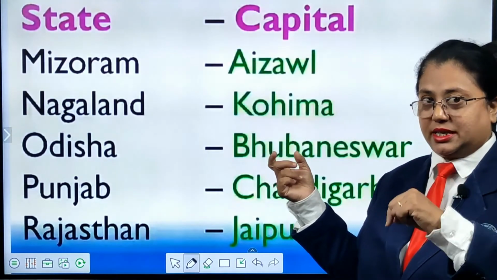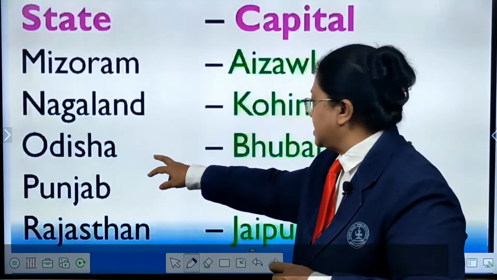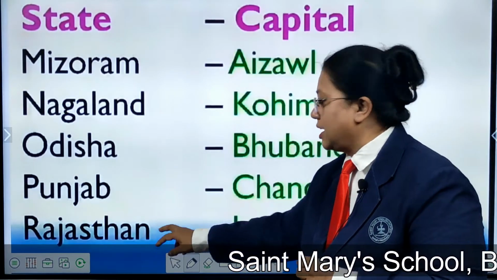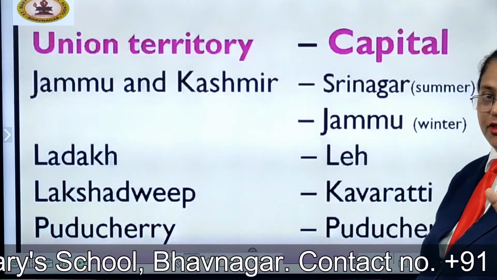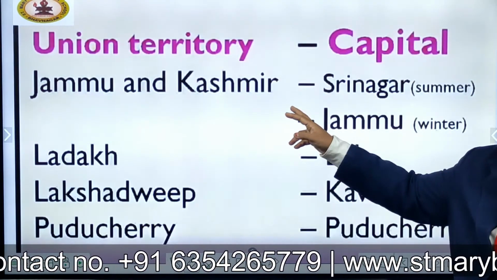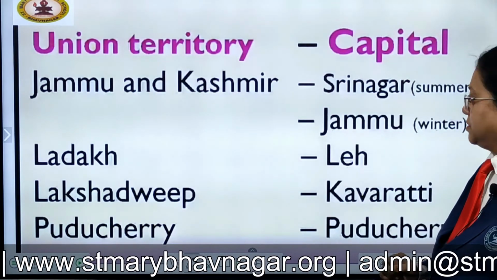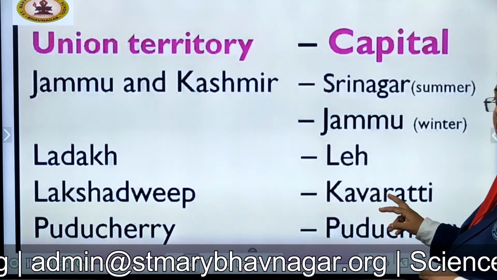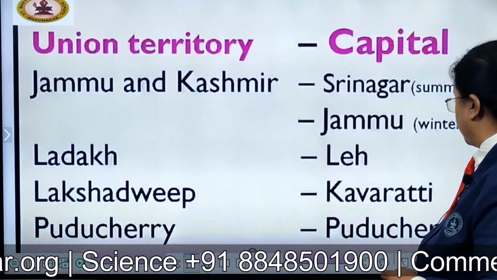Mizoram, sorry children, the states again here. Mizoram is Aizawl, Nagaland, Kohima, Odisha, Bhubaneswar, Punjab, Chandigarh, and Rajasthan, we have the capital as Jaipur. The rest of the Union Territories, we have Jammu and Kashmir. Remember, in the summers for Jammu and Kashmir, Srinagar is the capital, and for the winters, Jammu is the capital. For Ladakh, the capital is Leh. For Lakshadweep, we have Kavaratti, and for Pondicherry, we have the capital as Pondicherry.